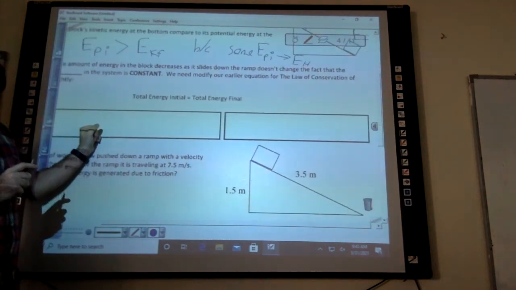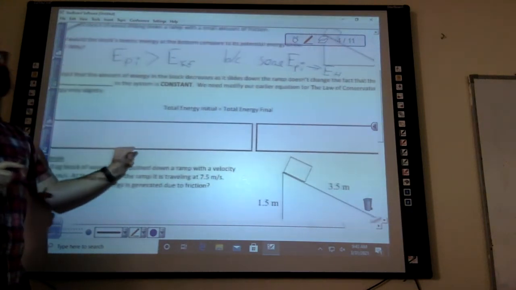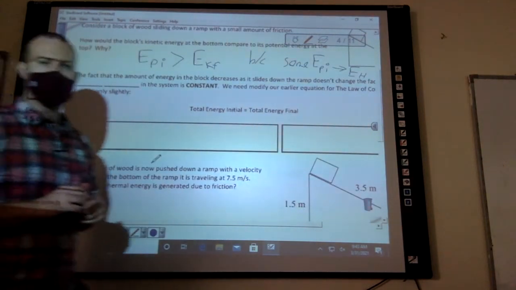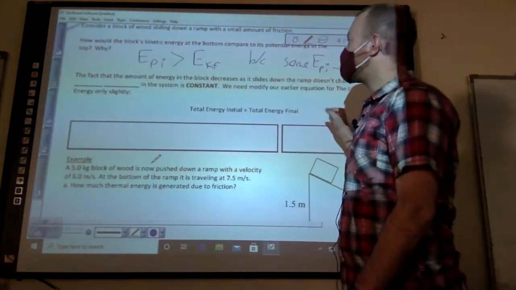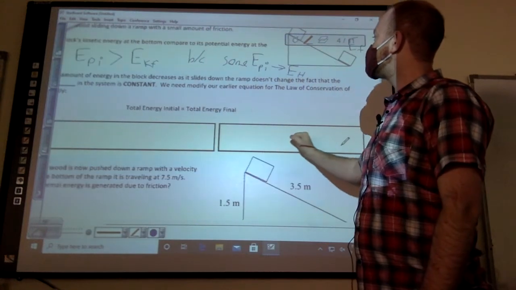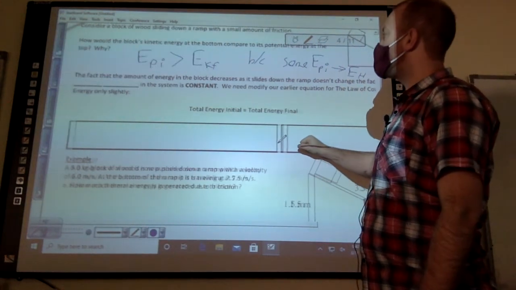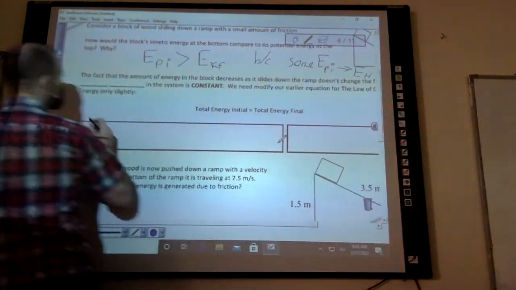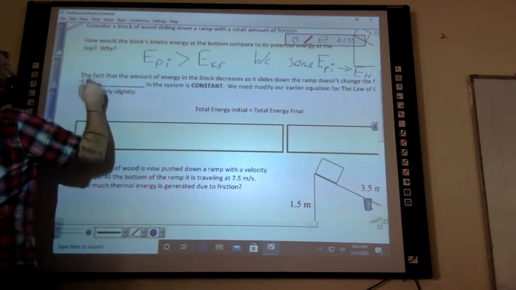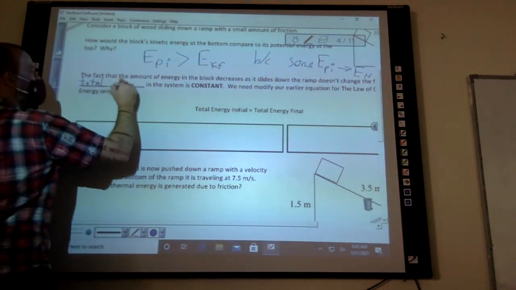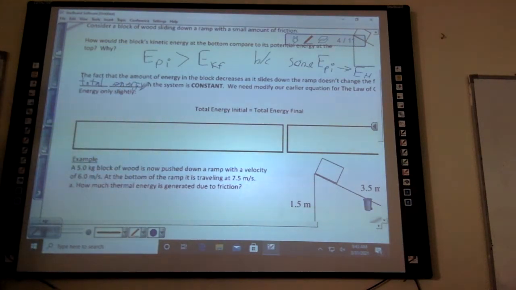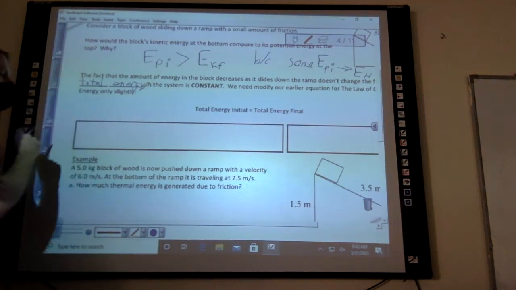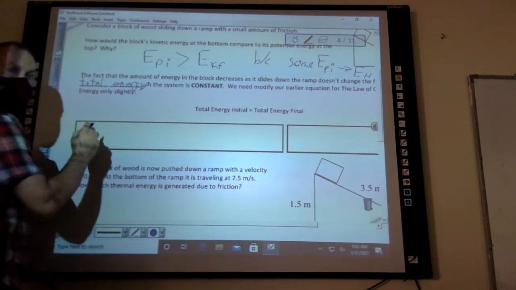Okay. So we need to make a slight adjustment to our equation. But first, what does this say? The fact that the amount of energy in the block decreases as it slides down the ramp doesn't change the fact that the total energy, yeah, this is just what I said. The total energy in the system is constant, and we just need to change this equation slightly.